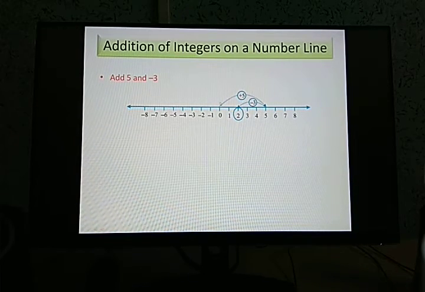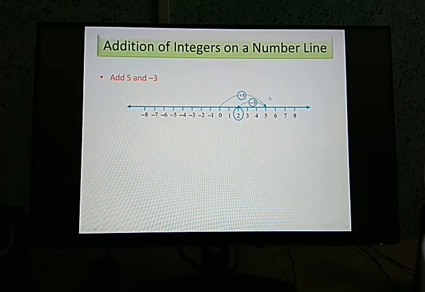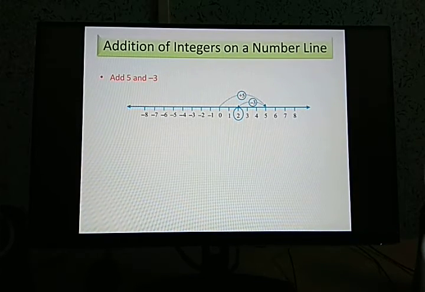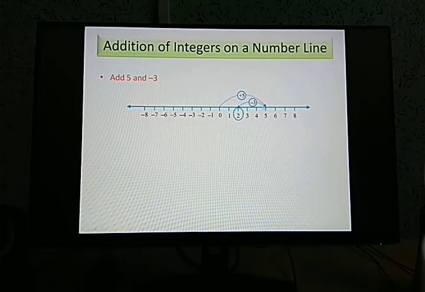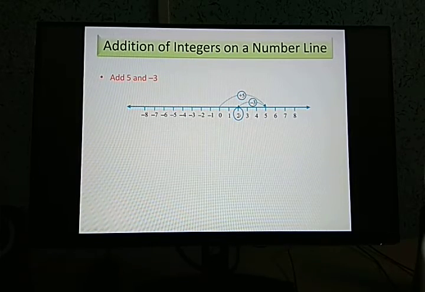First we moved from 0 to right, on the right hand side, that is plus 5. Then again it is minus 3. So you have to go towards the left, where how many steps? 3 steps. So it will reach 2. Clear? And we know 5 minus 3 is 2.